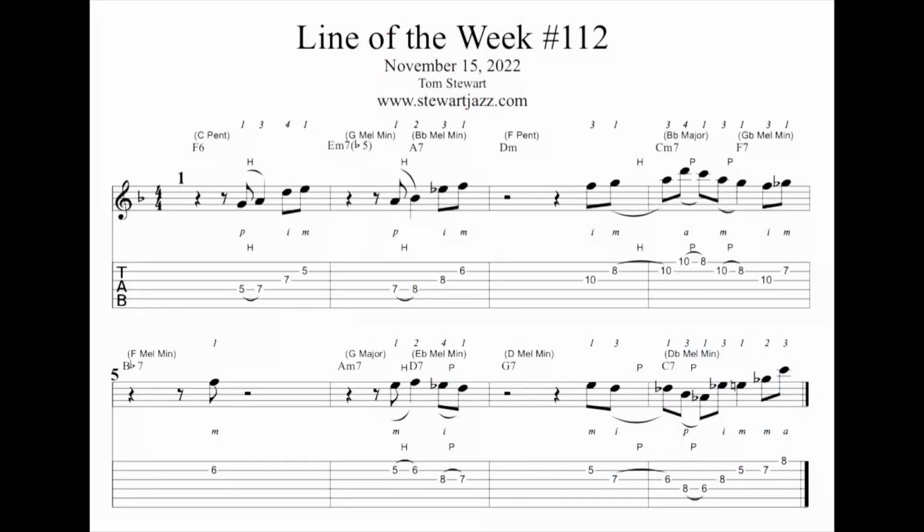Here are the chords to the progression. The chords are F6 going to E minor 7 flat 5 to A7 to D minor to C minor 7 to F7 to B flat 7 to A minor 7 to D7 to G7 to C7. And that's the end of the A section, and then it repeats.